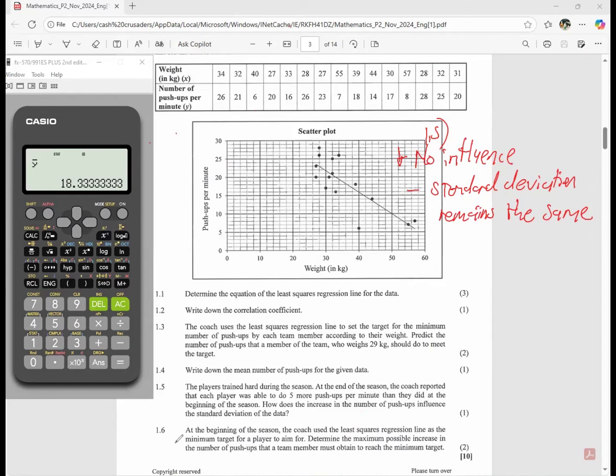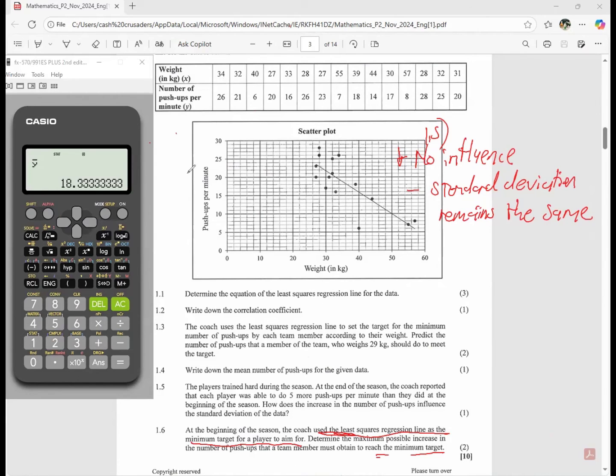Okay, now we have 1.6. It says at the beginning of the season, the coach used the least square regression line as the minimum target. So let's highlight that. Use the least square regression line as the minimum target for a player to aim for. Determine the maximum possible increase in the number of push-ups that a team member must obtain to reach the minimum target.